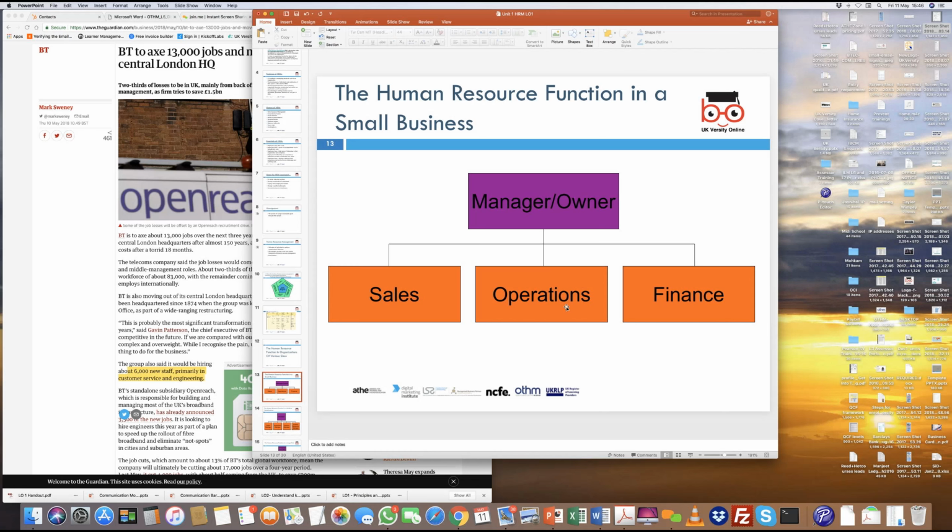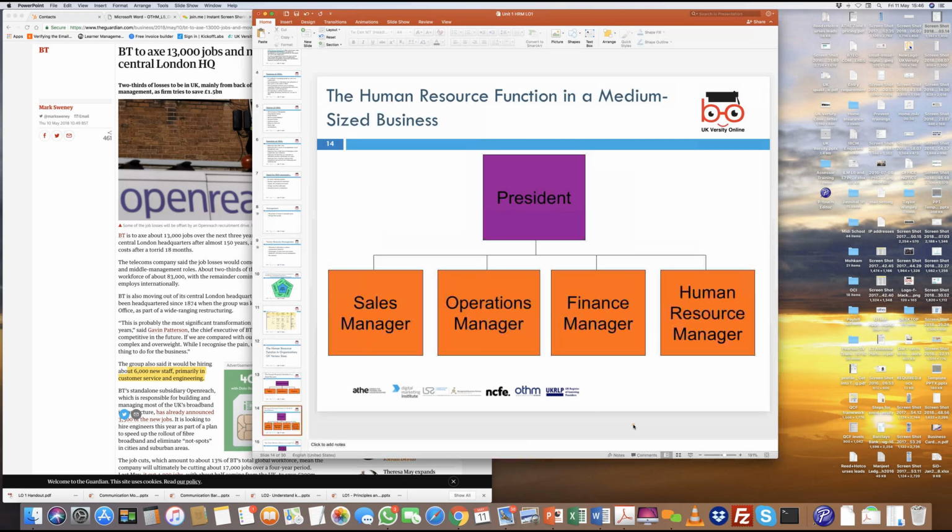But as the organization increases and becomes big, and this is a small, medium organization, you will see that HR becomes a separate function, because there are more than 10 employees or more than 250 employees in the organization. That is not something which is physically possible for the owner to do. So in this case, the HR department or the HR manager actually starts to manage some of these functions.